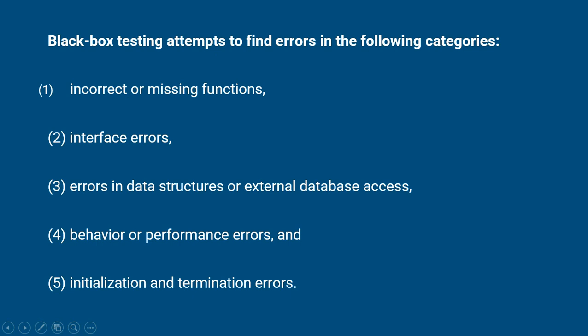The second is the interrelationship or integration of an interface. The third is whether any errors are present in the internal data structures, or whether there is any access to an external database. Also, the performance: after finding the errors, what is the effect of those errors on that particular program, that is, the behavior or performance. The last is initialization and termination errors, that is, whether there is any problem while initializing the data, and errors in termination.